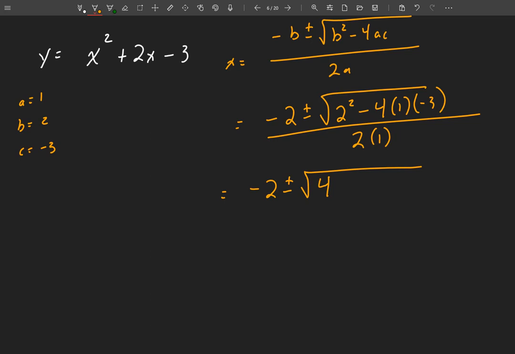And I want you to look at this. Let me actually change colors so you can see this. Pro tip here. Look at all of these together. So this is a number. This is a negative 4 times a 1 times a negative 3. Do that multiplication first. Negative 4 times 1 times negative 3 is a positive 12. So then I'm going to put plus 12. That's going to help you out a lot when doing these, if you're not good with negatives and things. Then divided by 2 times 1, which is just 2. All right, let's keep going. Negative 2 plus or minus the square root of 4 plus 12, which is 16, divided by 2.